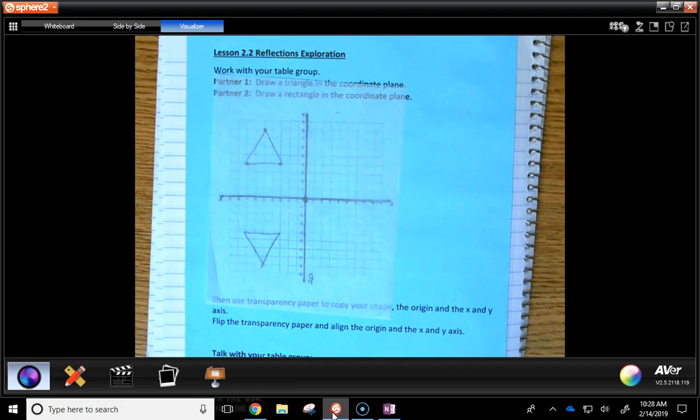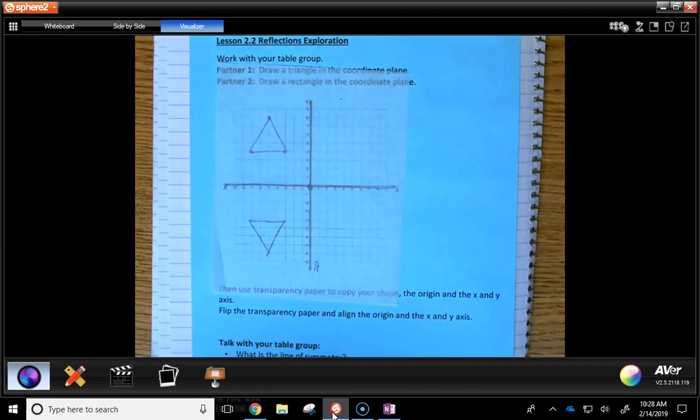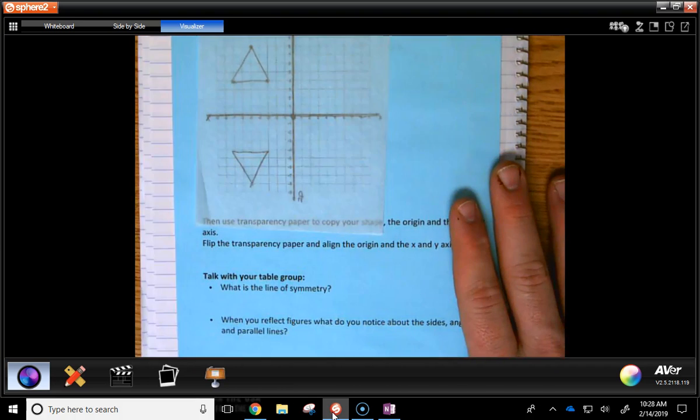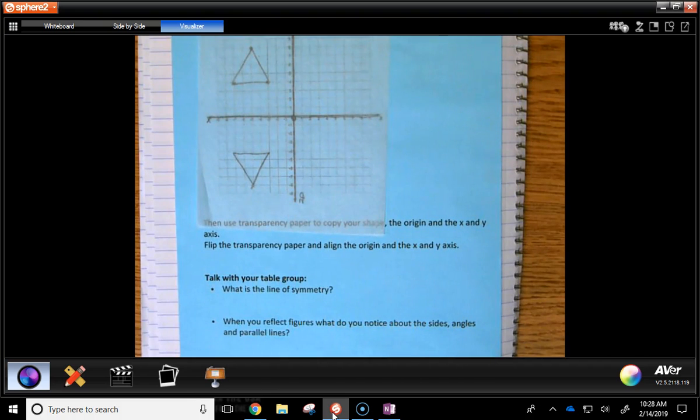The second part of the question right here says, when you reflect figures, what do you notice about the sides, angles, and parallel lines? Parallel lines if you had the rectangle. But what do we notice when I flip these? What do I notice about the angles and the sides? It just kind of turned them, it flipped them. Did they change though? Did I change my angles? Did I change my sides?